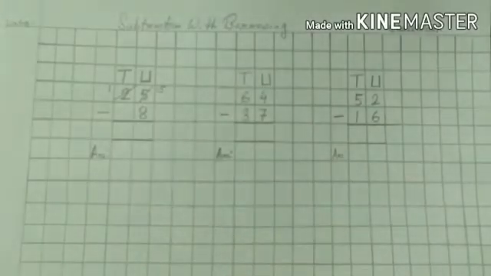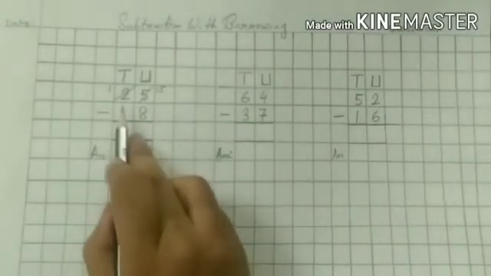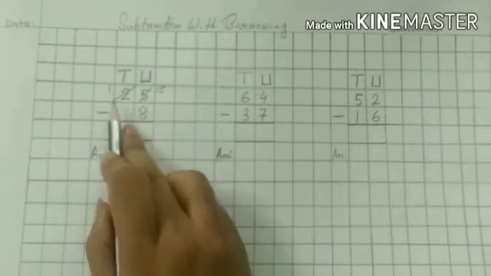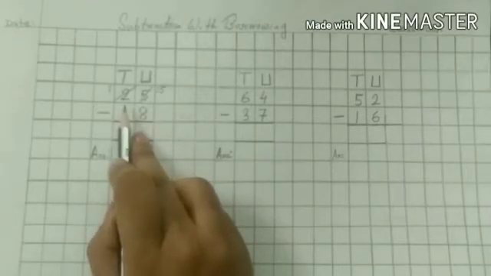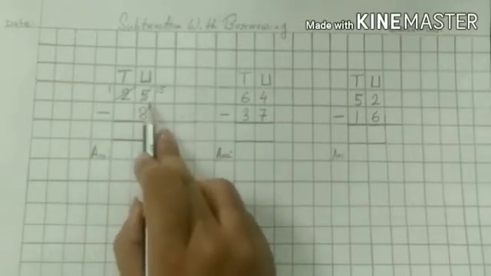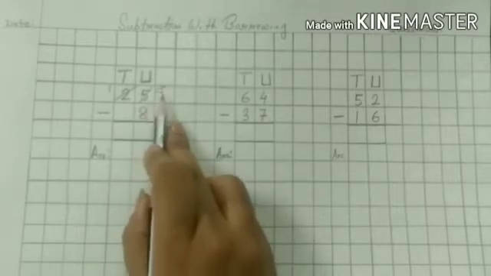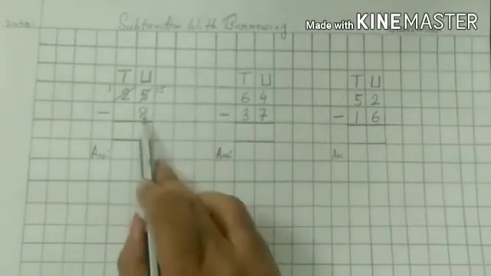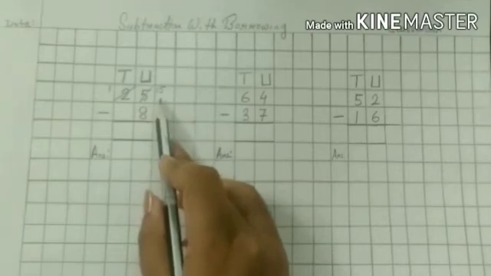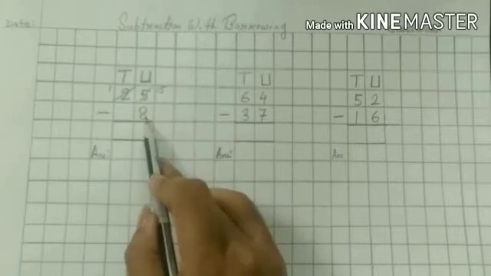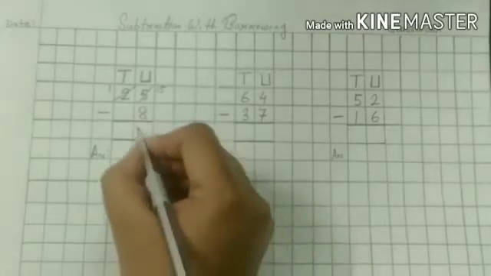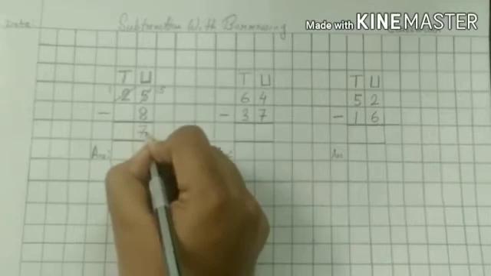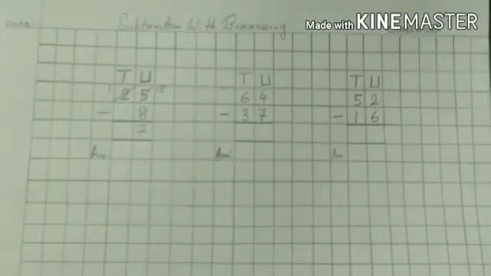15, children. Alright? We took 1 ten, we borrowed 1 ten from 2 tens. And with that we added 5 units and now we have 15 units. Alright. Now we can subtract 8 units from 15. Right? So 15 minus 8 is equal to 7. Alright.